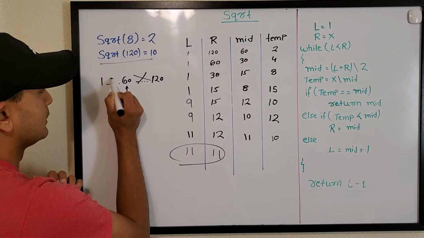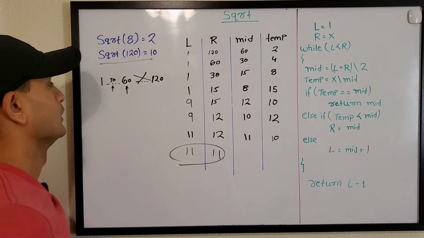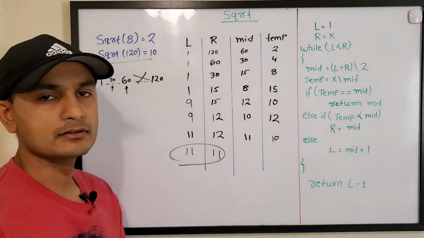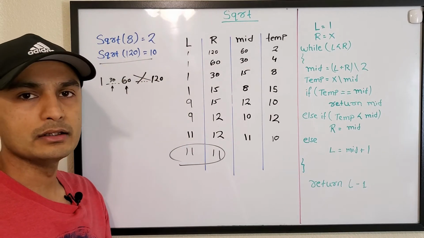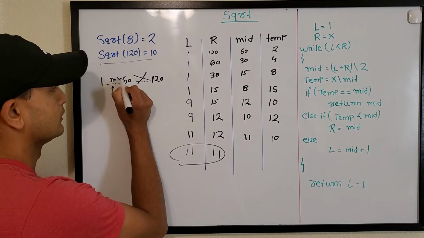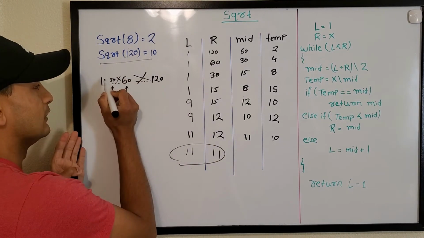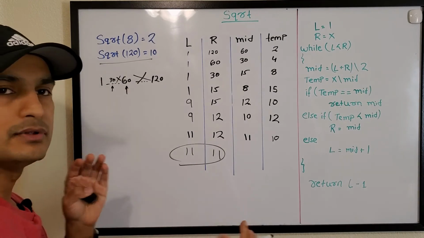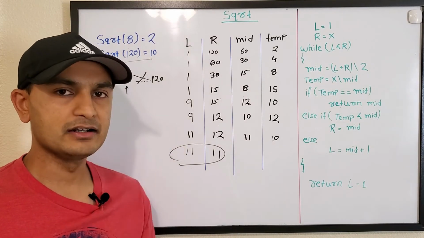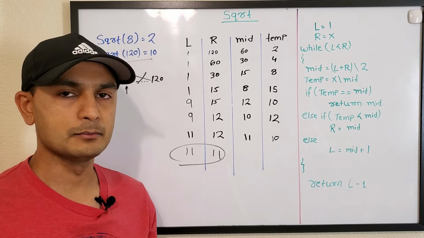So we take the next midpoint, 30, right? And now we do 30 into 30, which is again more than 120. So we say that, okay, our solution set is not on the right, it's still on the left of 30. And we keep doing that until we find our solution, or the square root of that number.